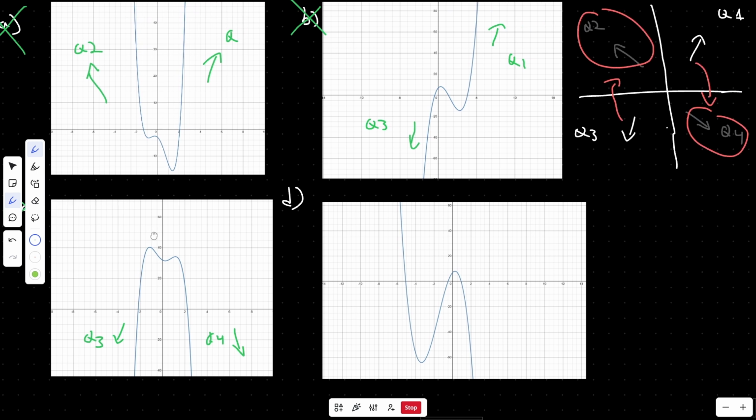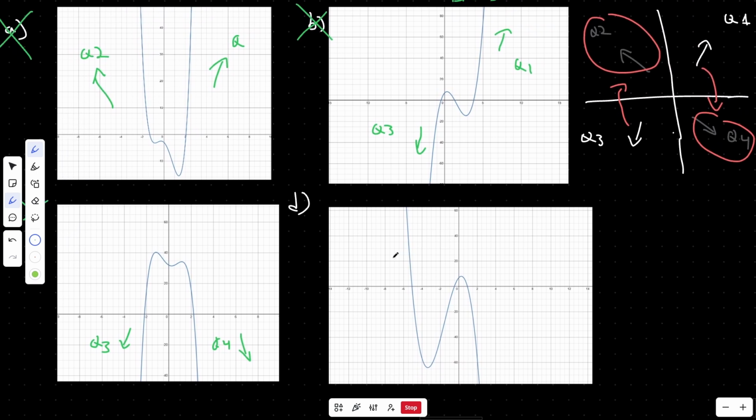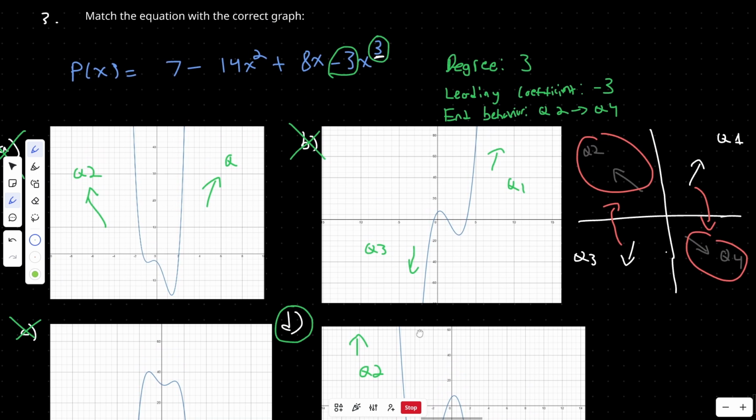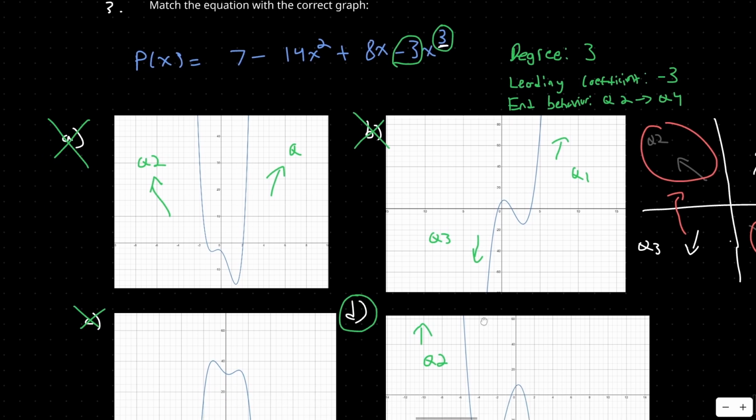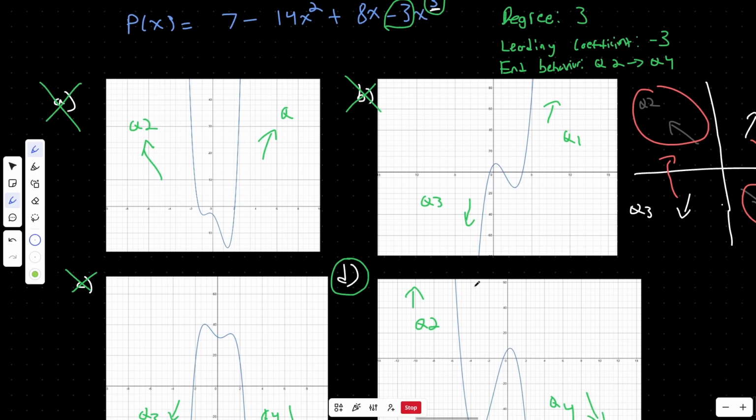That means we're left with D. And it looks like we're going from quadrant 2 down to quadrant 4. And would you look at that? This matches up. So that means our answer must be D. Okay, there we go. That is how to answer these types of problems. I'll see you in the next polynomial lesson.